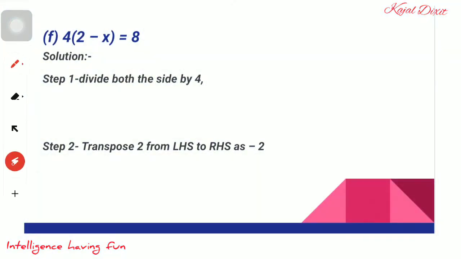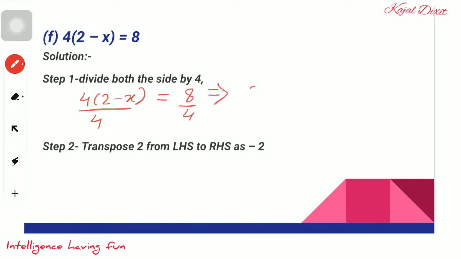Here we have the equation as 4 multiplied by (2 minus x) is equal to 8. As we did in the previous question, in the same way we have to divide both sides of the equation by 4. So what result will we get in turn? 4 into (2 minus x) whole divided by 4 is equal to 8 divided by 4. So from here our equation becomes 2 minus x is equal to 2.